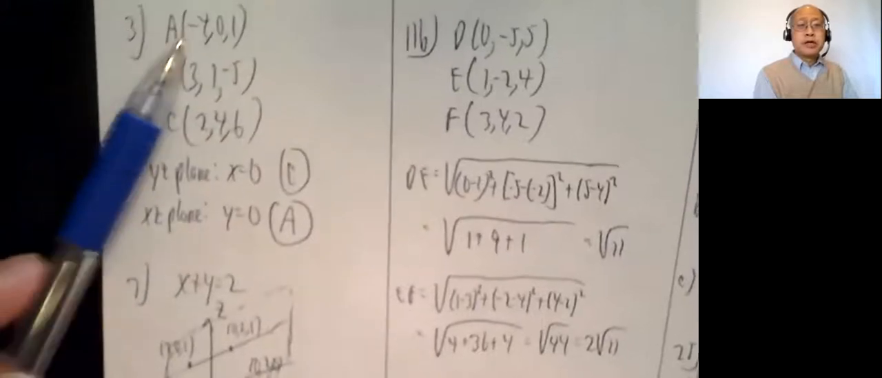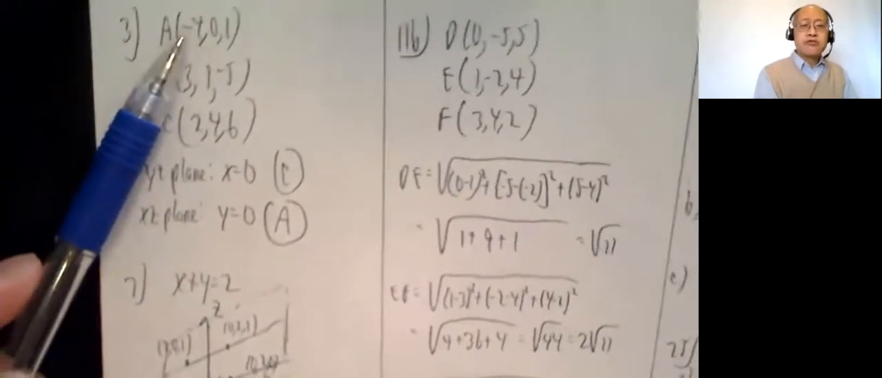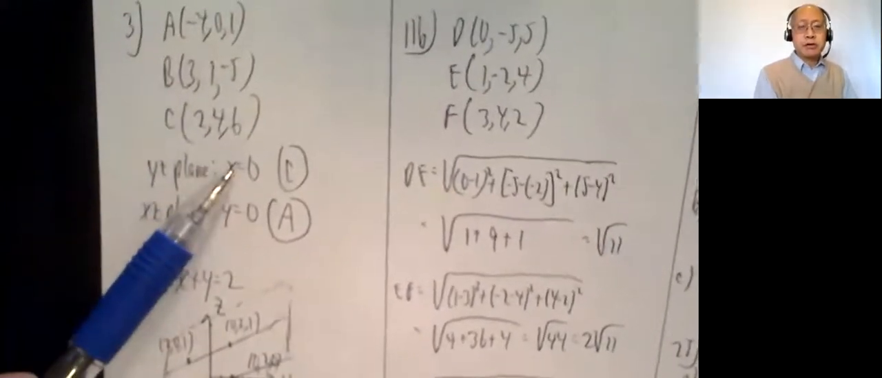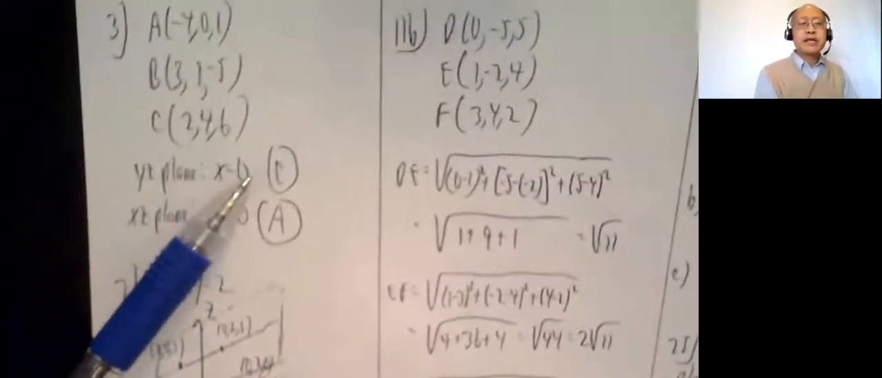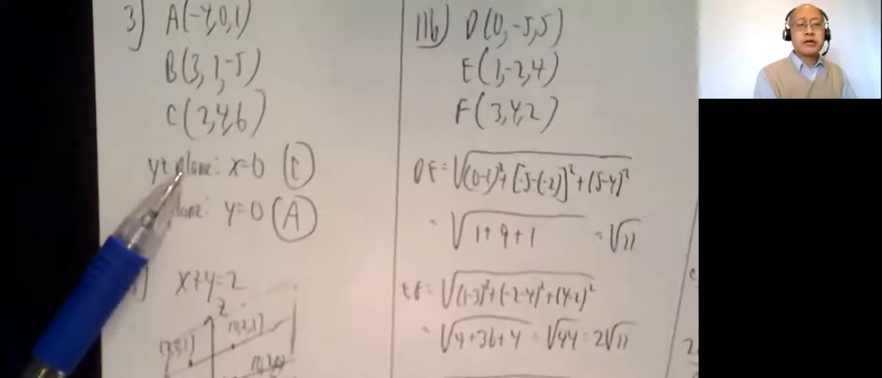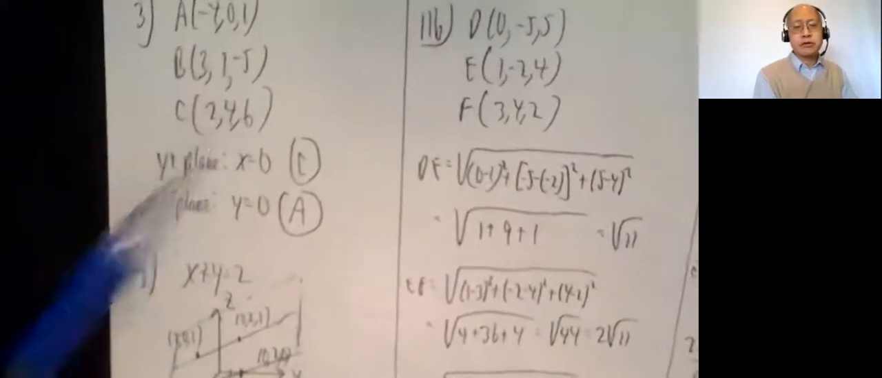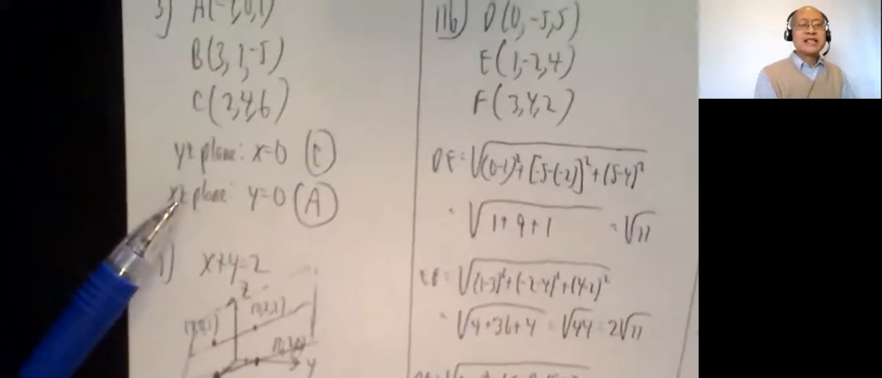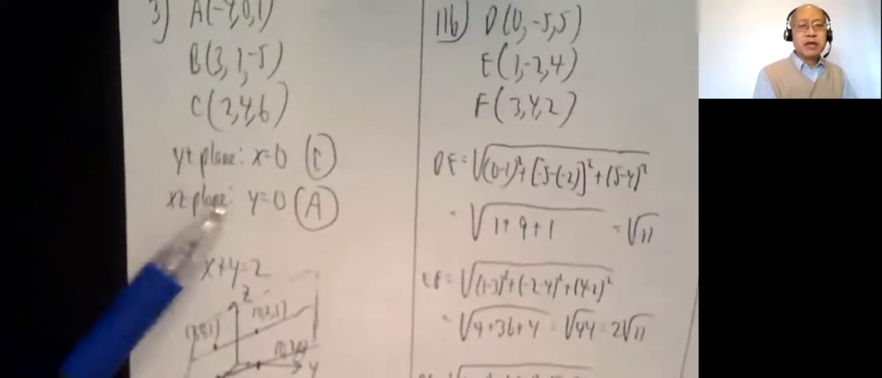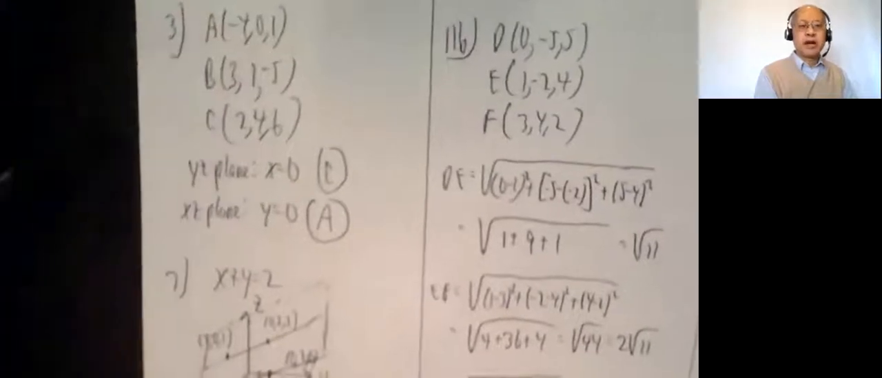Okay, so this point, (-4, 0, 1), that's 4 units away from x = 0, right? That's 3 units away. That's 2 units away. So that means point C is the closest to the YZ plane, is the closest to x = 0. It says which one is on the XZ plane? XZ plane means y = 0. So that's point A.